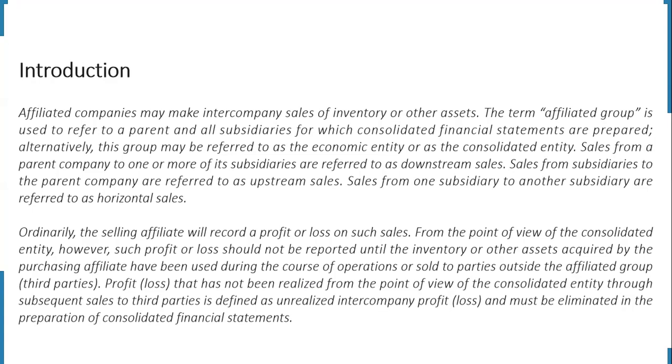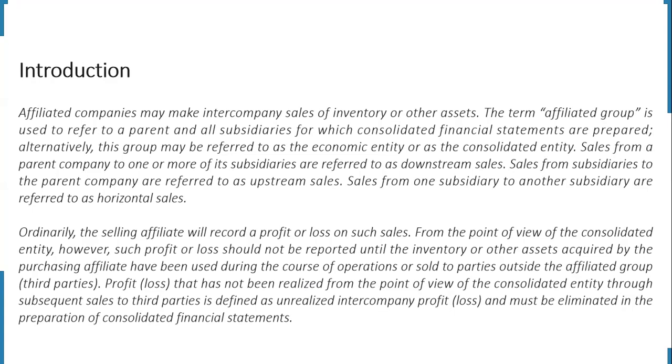Ordinarily, the selling affiliate will record a profit or loss on such sales. From the point of view of the consolidated entity, however, such profit or loss should not be reported until the inventory or other assets acquired by the purchasing affiliate have been used during the course of operations or sold to parties outside the affiliated group or the third parties. Profit or loss that has not been realized from the point of view of the consolidated entity through subsequent sales to third parties is defined as unrealized intercompany profit or loss and must be eliminated in the preparation of consolidated financial statements. Now, I'll read again the last sentence.